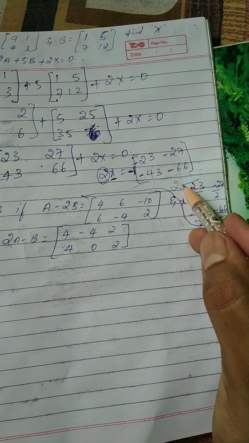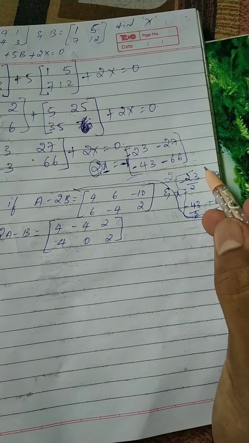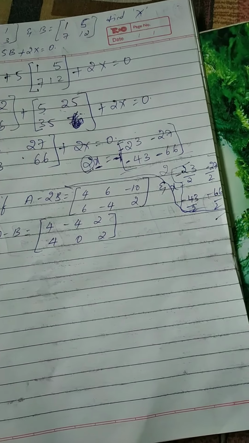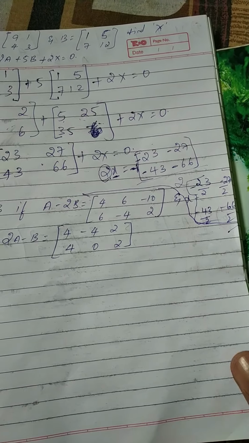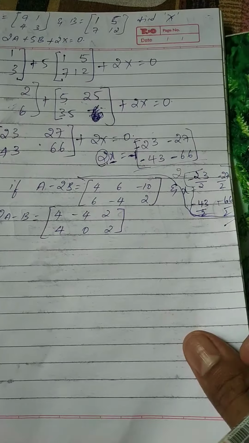So this is our final matrix X. So this is your final matrix. So remember, it is not necessary that you have to divide this. You can also keep it in the same way.